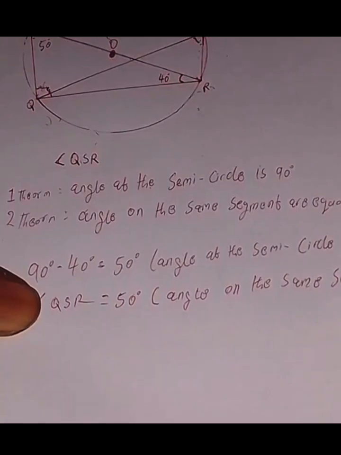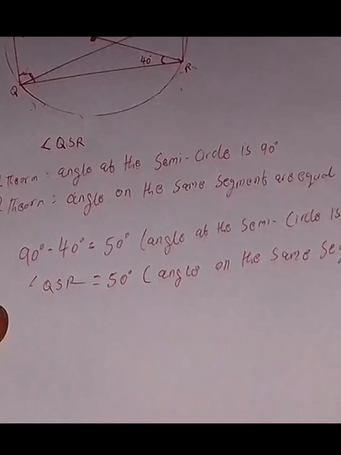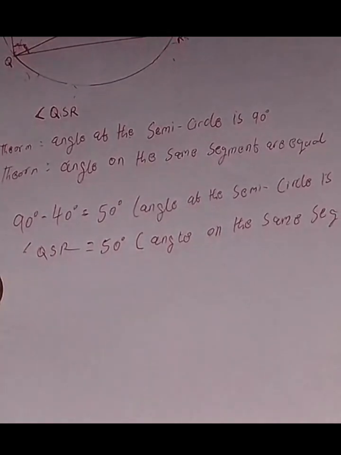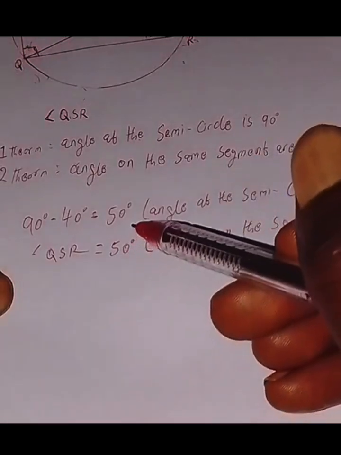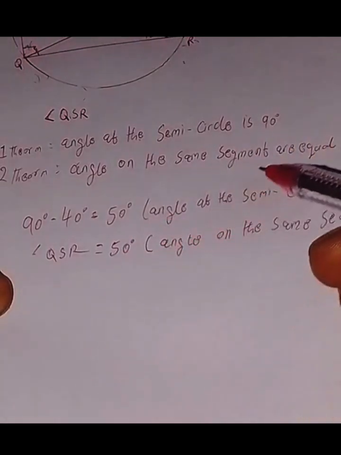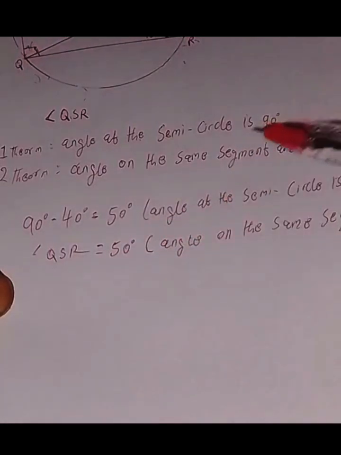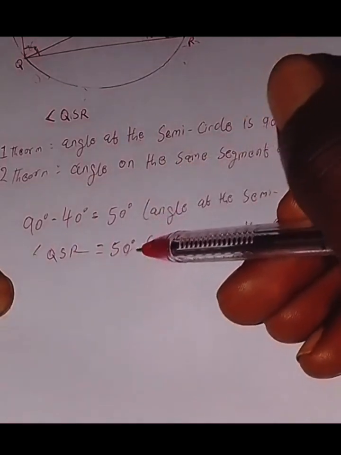This is a past question on WAEC. So we have just gotten our QSR, and we find our QSR to be 50 degrees. And why? Because angles on the same segment are equal. So that is our answer.